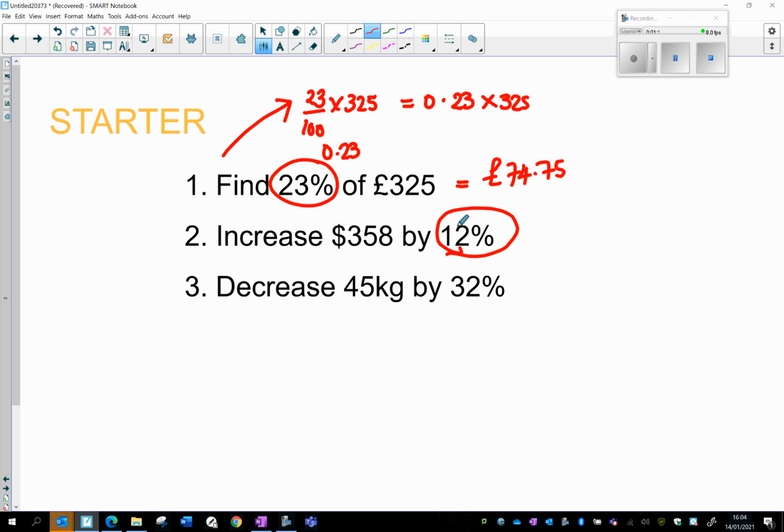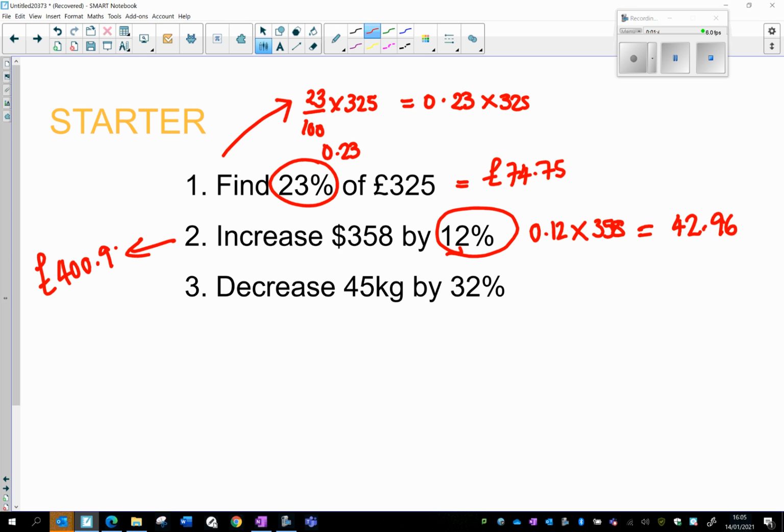If you are going to increase by a certain amount, we need to work out, first of all, 12%. So I'm going to do 12% as a decimal, 0.12 times 358. There are other ways of doing this, by the way. This is not the best way of doing it, but it's good enough for now. So that comes out as £42.96.